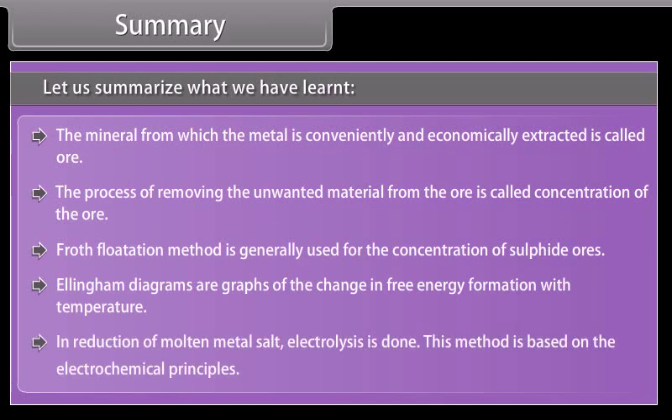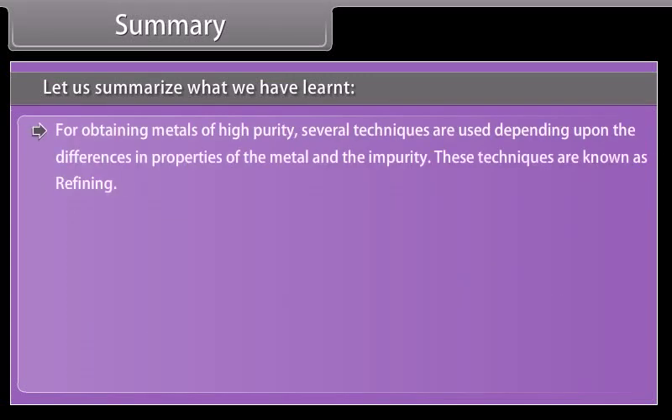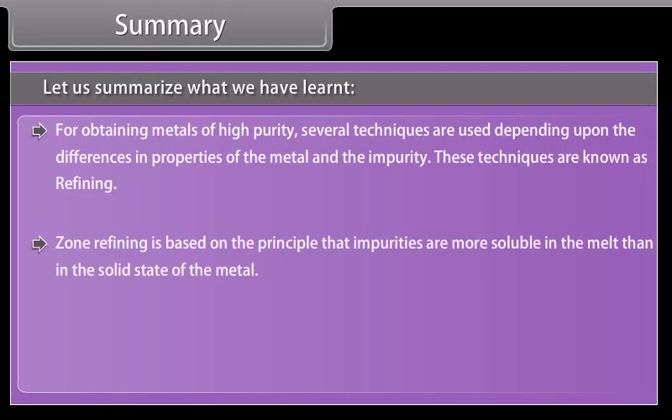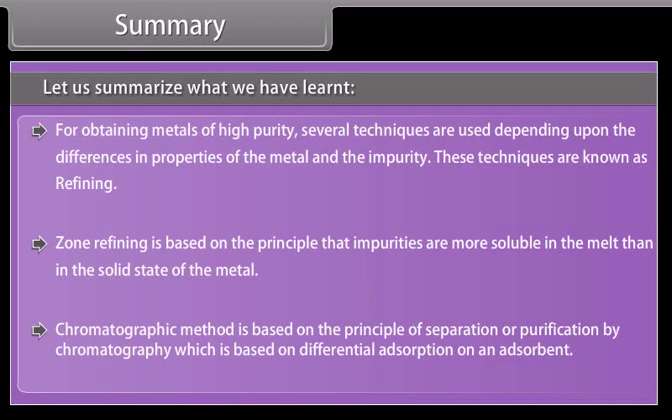In reduction of molten metal salt, electrolysis is done. This method is based on the electrochemical principles. For obtaining metals of high purity, several techniques are used depending upon the differences in properties of the metal and the impurity. These techniques are known as refining. Zone refining is based on the principle that impurities are more soluble in the melt than in the solid state of the metal. Chromatographic method is based on the principle of separation or purification by chromatography, which is based on differential absorption on an absorbent.